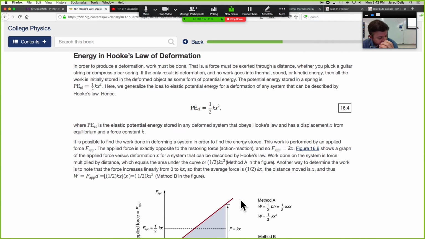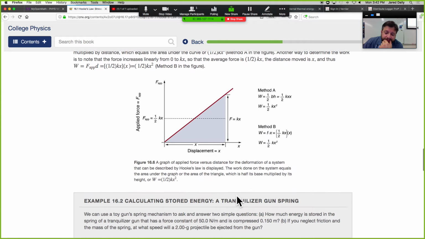And we've already dealt with energy with springs. The potential energy that is stored in a spring is equal to 1/2 times the spring constant times the displacement of the spring squared, or the compression or stretching of the spring as you try to store energy in it. So we know that. That was something we used already.